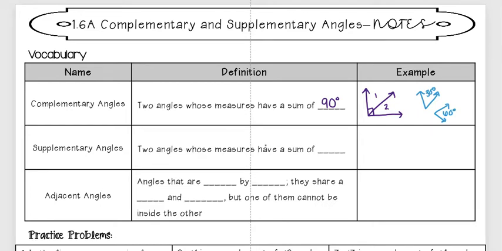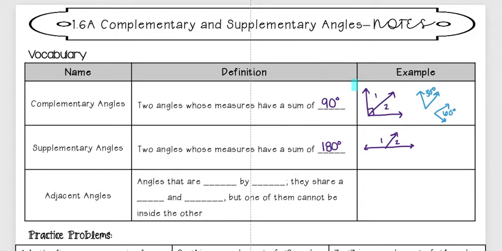And then supplementary angles, those are two angles whose measures have a sum of 180 degrees. So one example of that would be a straight line, and I have a ray coming out of there. So these would be supplementary, angles 1 and 2.